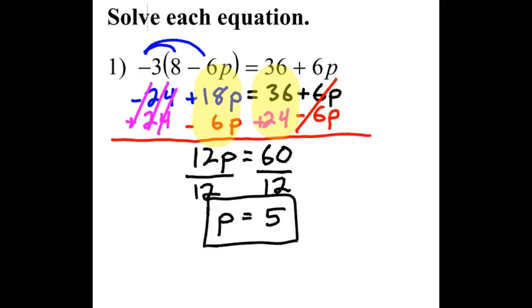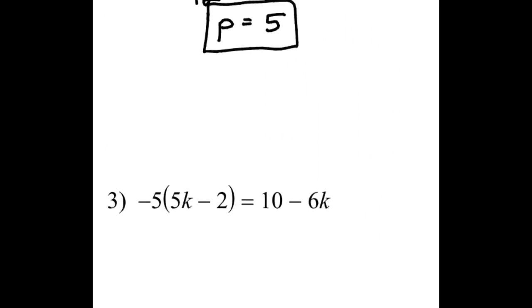Nothing different there. If I was grading this on a quiz, it'd be 1 point, 2 points, 3 points for subtracting 6p on both sides, 4 points for adding 24 to both sides, a 5th point for dividing by 12 on both sides, and 6 points for the answer. So 6 different steps, 1 point per step. So that's why you have to have everything there, not just an answer. All right, let's go down to 3.